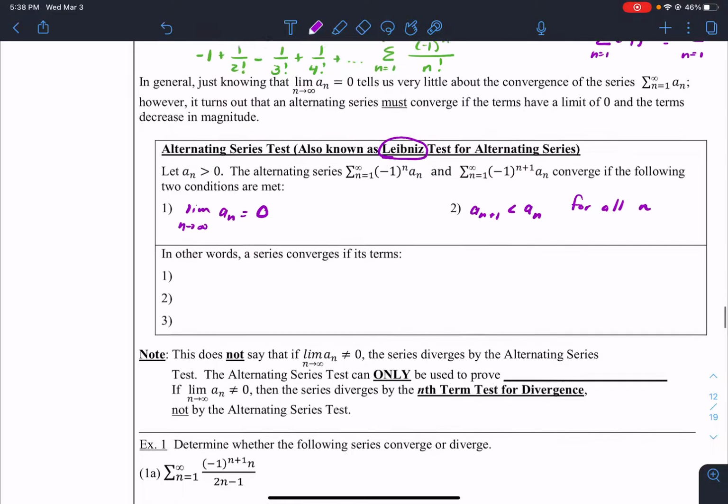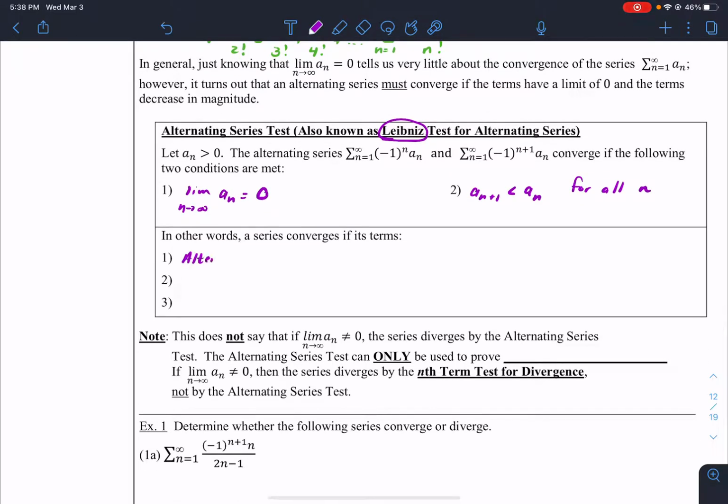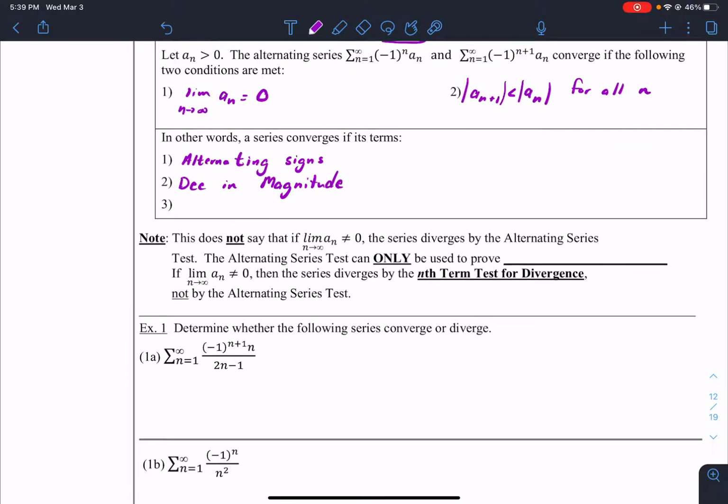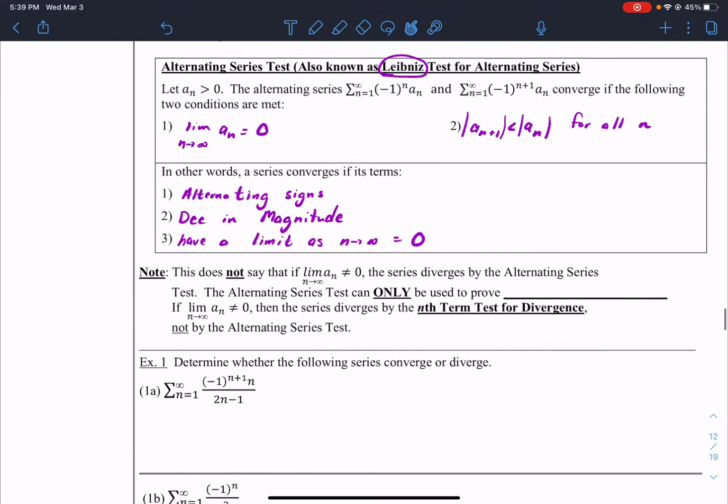So the conditions for us would be listed as alternating in sign. That's the first step. Alternating signs, decreasing in magnitude. Technically, this should have absolute value signs around it in order to indicate the magnitude piece. And then the last condition means that we have a limit as n approaches infinity equal to 0. So those are your 3 conditions for an alternating series to converge.